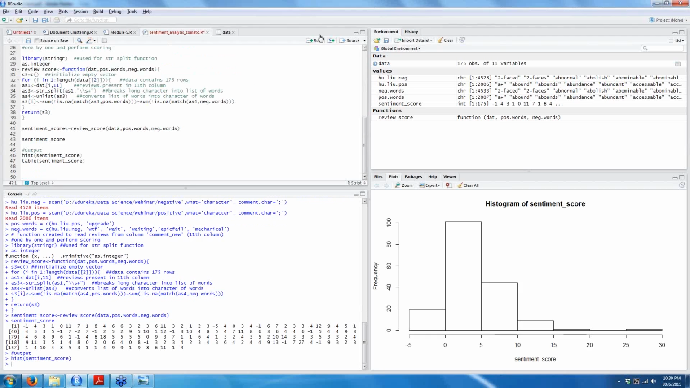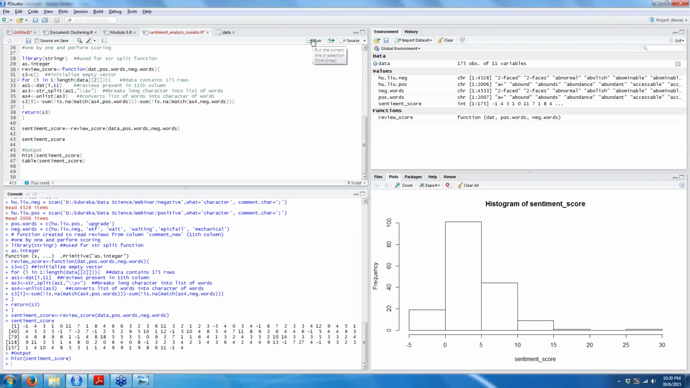So what we're looking at is a simple histogram from the entire data set, the entire population. Out of 175 customers, near about 100 customers fall within the range of 0 to 5. So they're fairly positive, or rather you can call it neutral. It depends upon what the scales are.